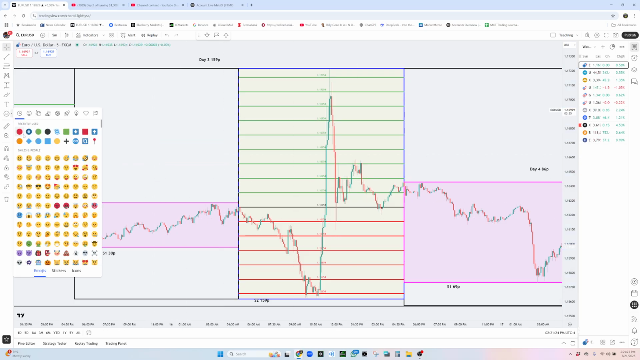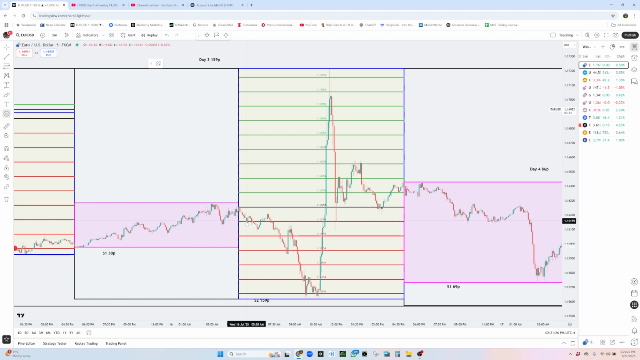We move 10 pips bearish. Dropped another 10 pips. Dropped another 10 pips. That's a total of around 30 pips bearish. Then we tried to reverse, but we didn't, and we continued on moving down.